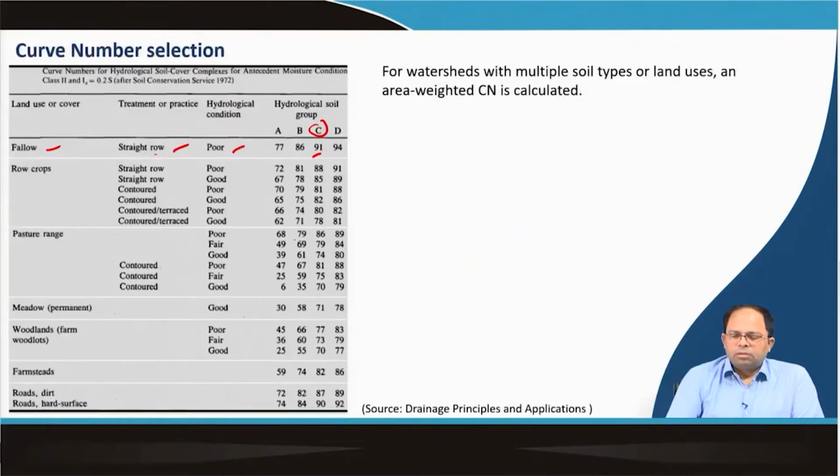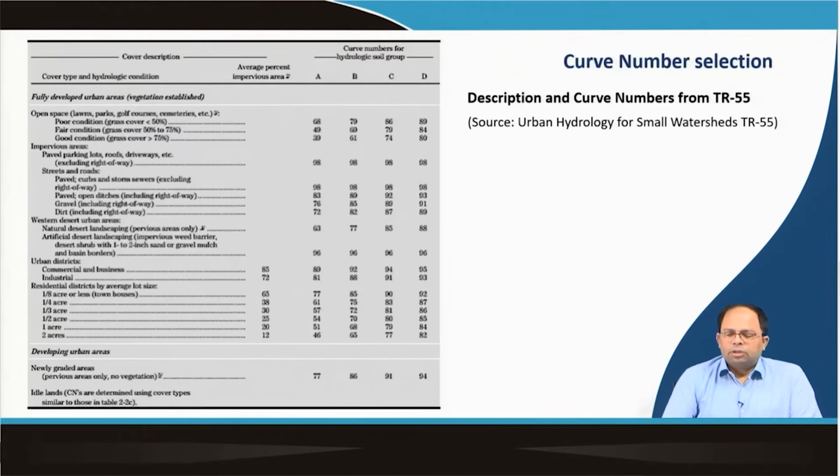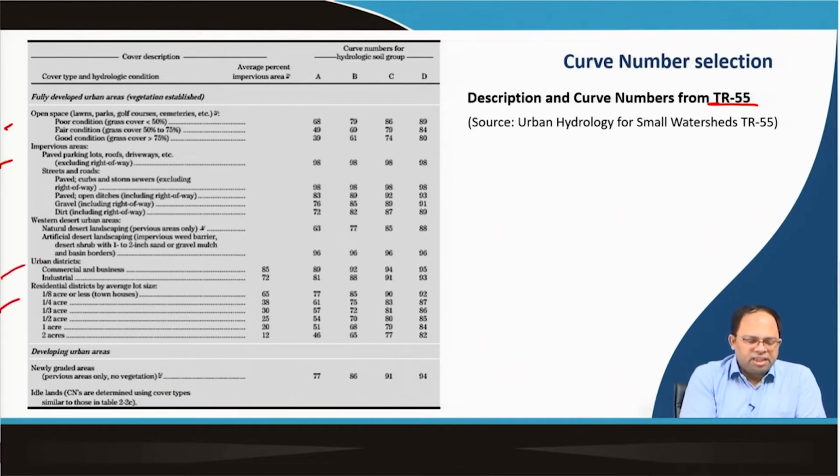So, for watersheds with multiple soil types or land uses, area weighted CN could be calculated. Now, as you can see, these are not urban areas, these are for larger watersheds or agriculture areas. So, in TR 55, which is a report developed much later, the curve number selection could also be done for different urban areas like open space, impervious areas, urban districts, residential district.